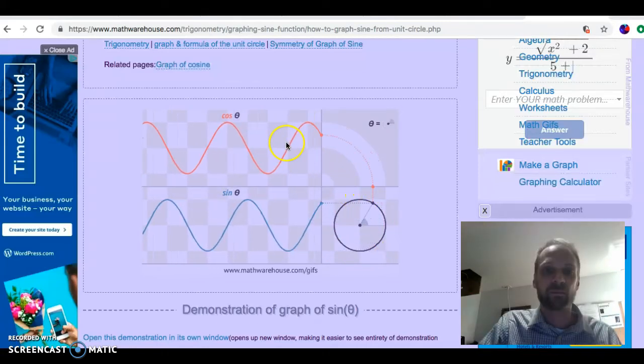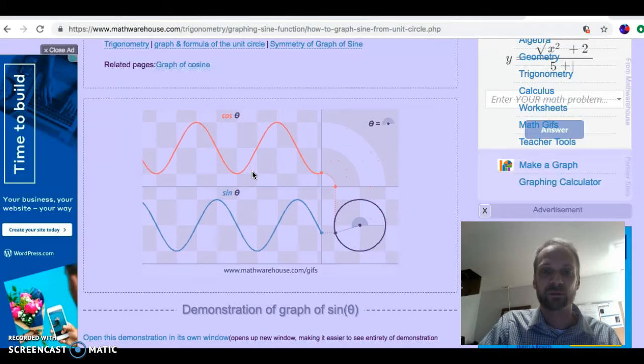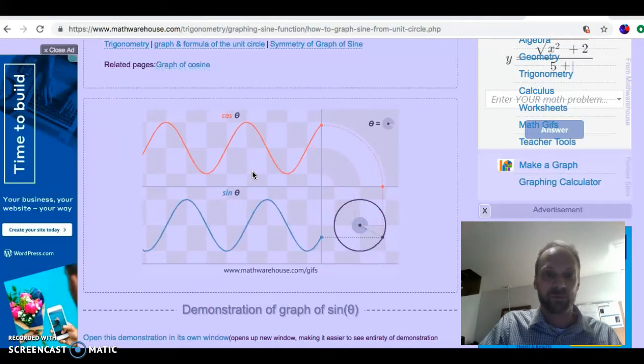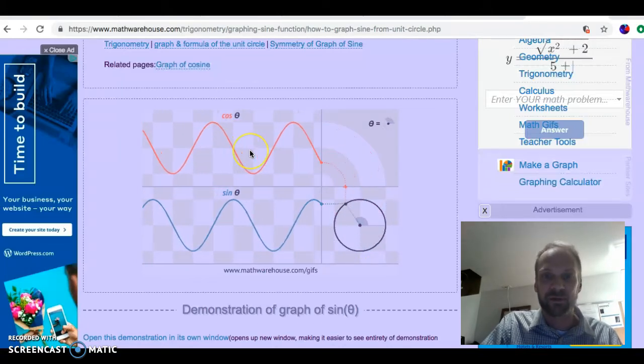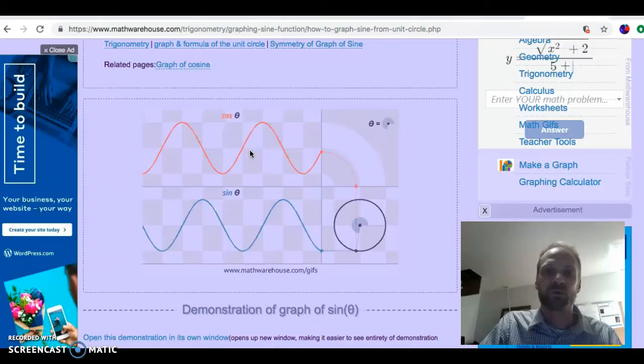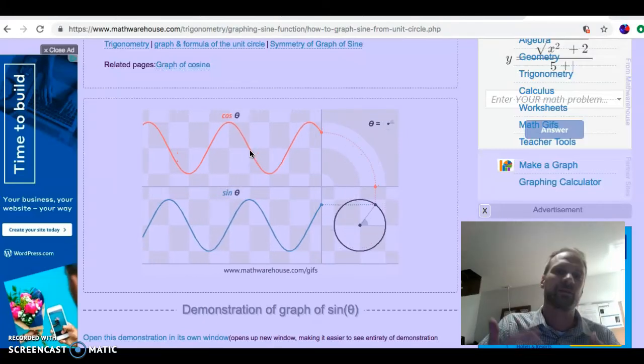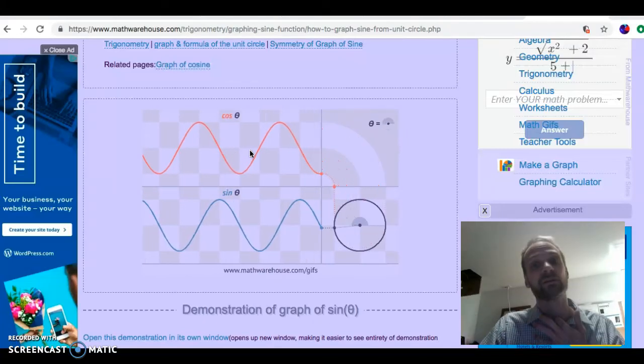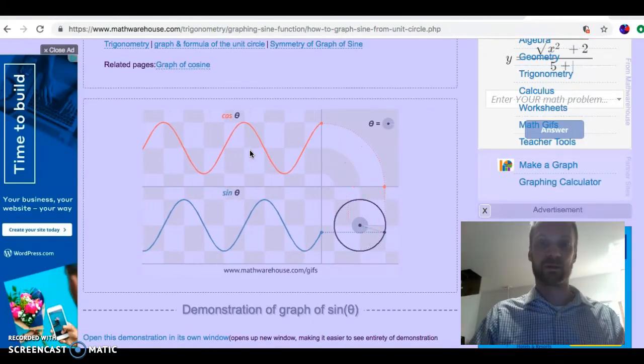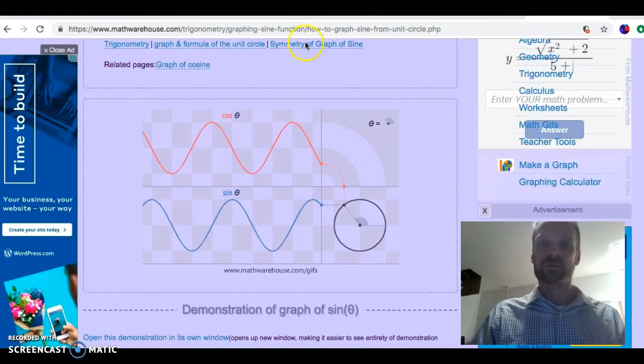Cosine, if you notice up here they've got cosine. Cosine actually works somewhat oppositely. You can see that it's sort of been offset a little bit. Cosine is sort of the opposite of sine. It's a little more complex, but thankfully you don't really have to deal with cosine, so don't worry about it too much. So there you go.